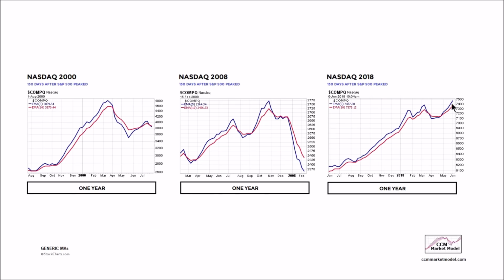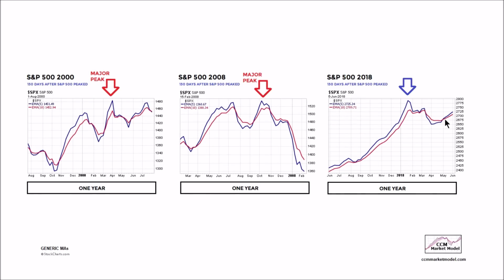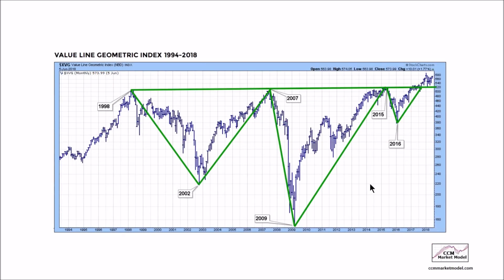Let's look at this bullish moving average crossover 130 days after the peak in 2018 and this bullish moving average crossover 130 days after the peak in 2018 in the S&P 500 in the light of the big picture.